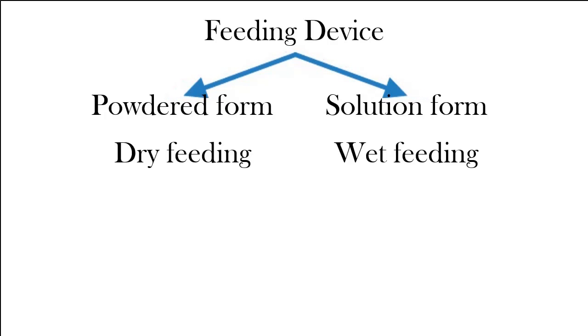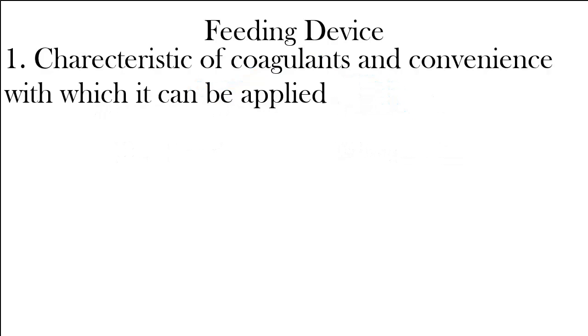Which one do we need to select? There is a question, right? Which is suitable for our project? How to select that one? We have 4 factors which affect the selection of wet feeder or dry feeder. The first one is the characteristics of the coagulant and the convenience with which it can be applied. The property of the chemicals will guide us whether we need to go for wet feeding or dry feeding.